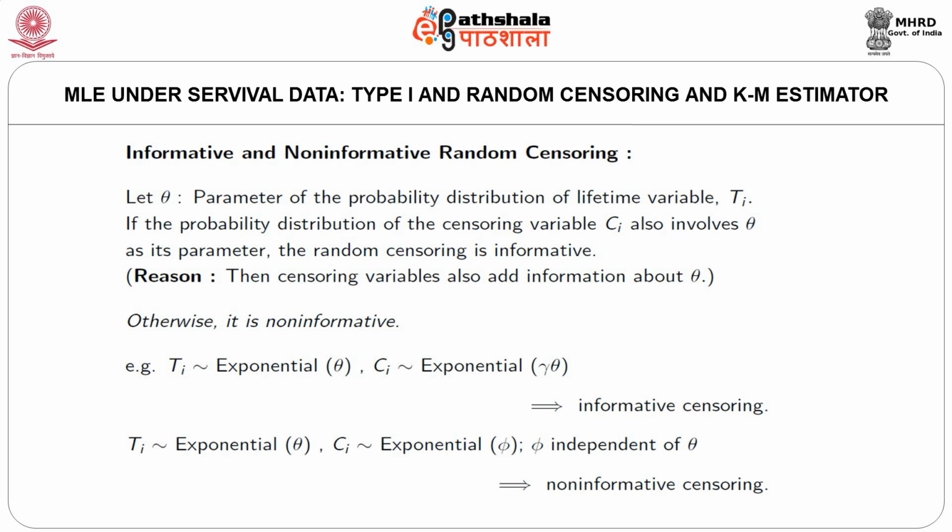If the probability distribution of the censoring variables Ci's also involves theta as its parameter, the random censoring is informative, because then the censoring variable also adds information about theta. Otherwise, it is non-informative. For example, Ti follows exponential theta and Ci follows exponential gamma theta implies informative censoring, but Ti follows exponential theta and Ci follows exponential phi, where phi is independent of theta, implies non-informative censoring.